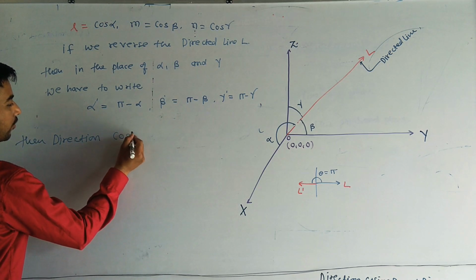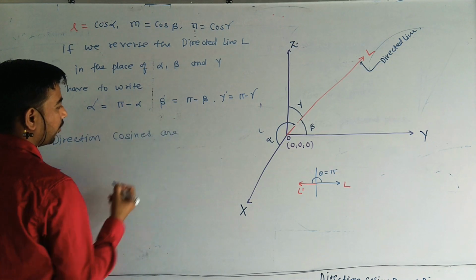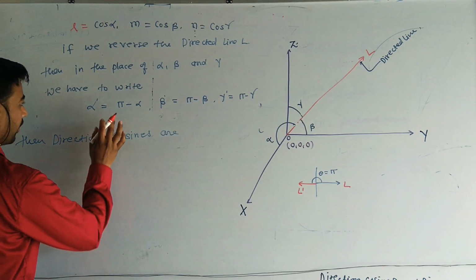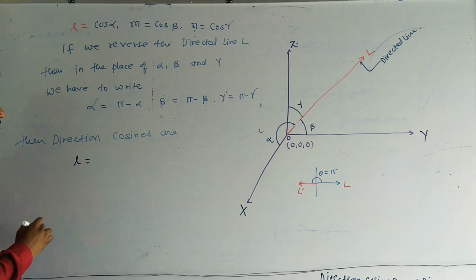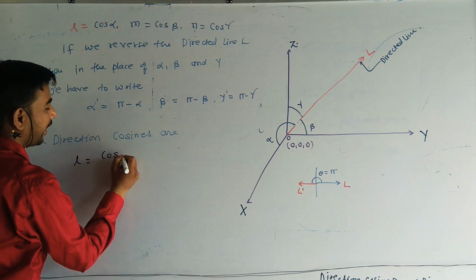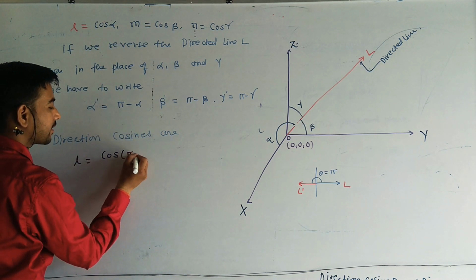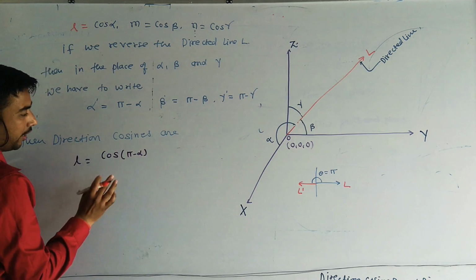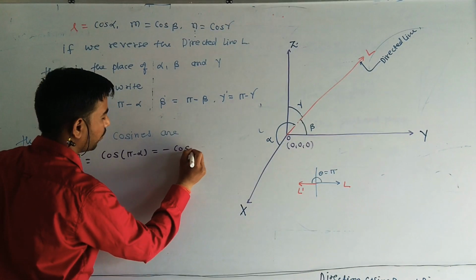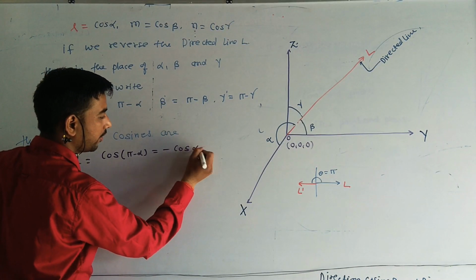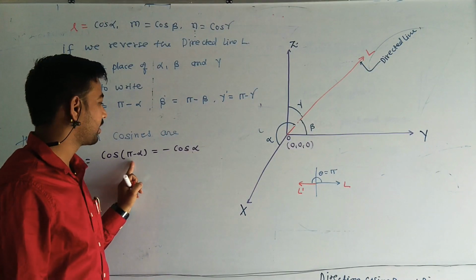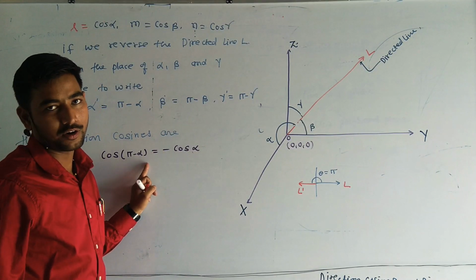Then you can say direction cosines are what? You can write direction cosines. It is direction cosines L equal to, it is written here what? In the place of alpha you will write cos pi minus alpha. So what is the value of cos pi minus alpha? Its value is minus cos alpha. You have to remember, in the second quadrant the value will change.